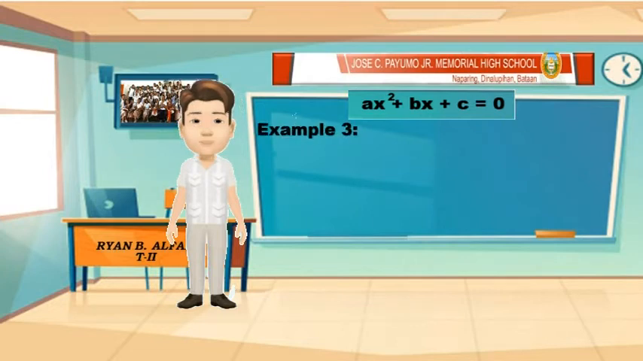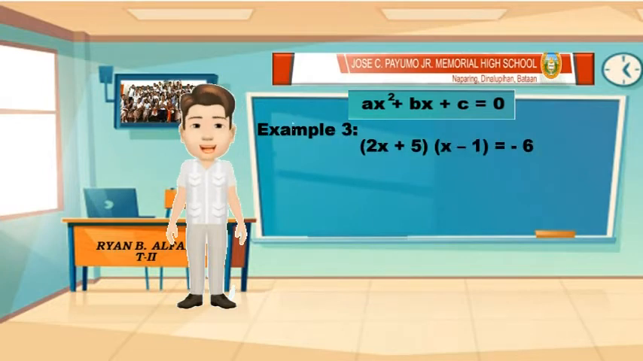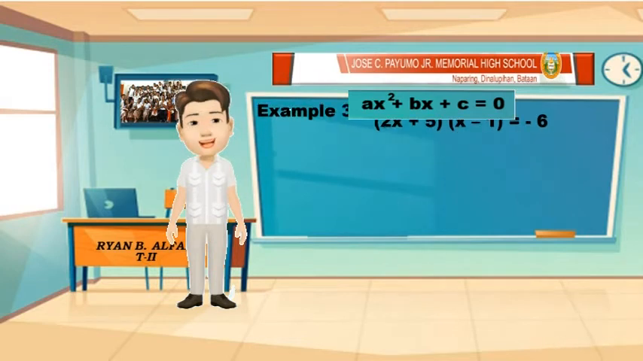Now we have example number 3. We have quantity 2x plus 5 multiplied to quantity x minus 1 is equal to negative 6. Is the equation written in the standard form? You're right, it is not written in the standard form. So what we're going to do, we will write this in standard form.